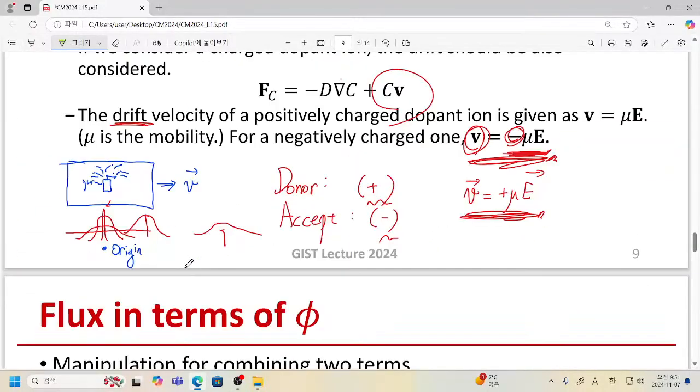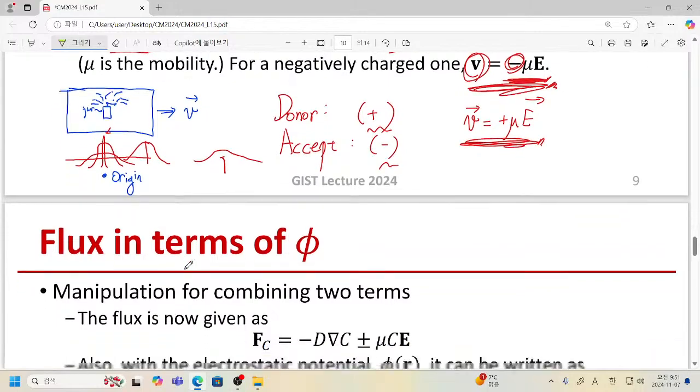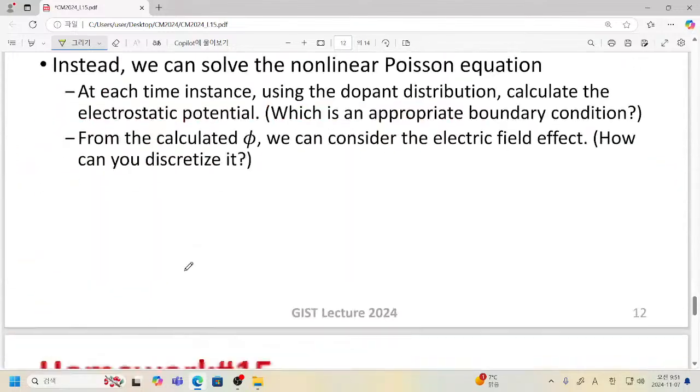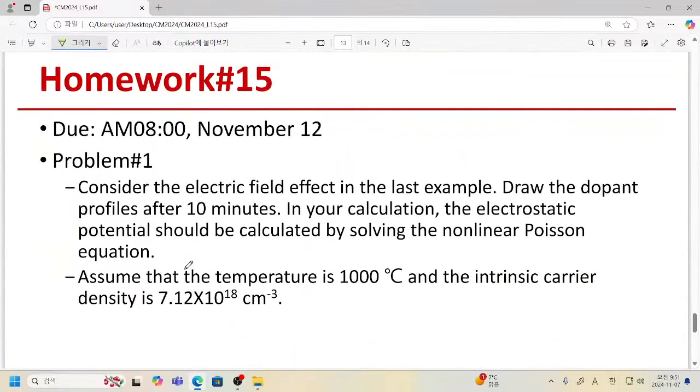Please have a look at, let me just show you. Unfortunately I didn't show our previous result, so please visit our 2023 lecture material of lecture 9. You can see the profile obtained from considering the electric field effect. It is no longer uniformly distributed, even in the case of our boron dopants.